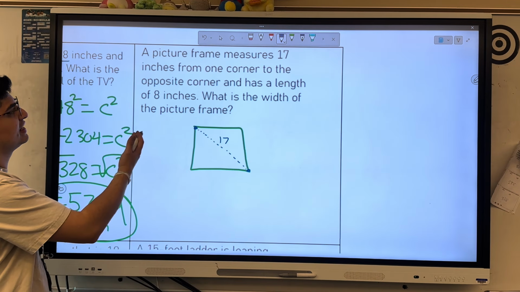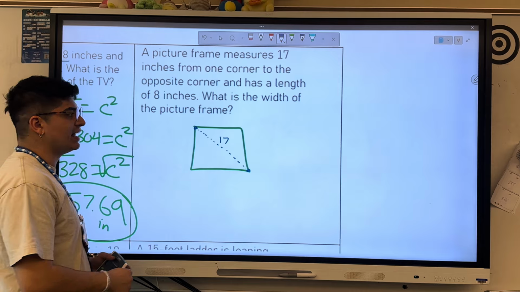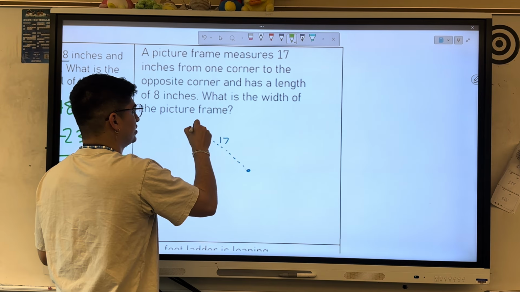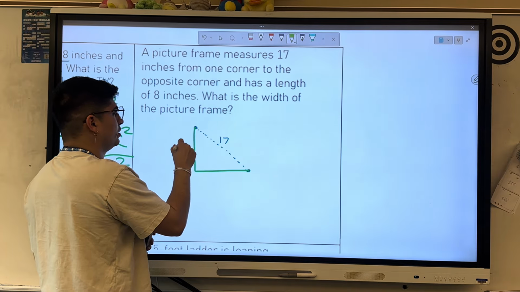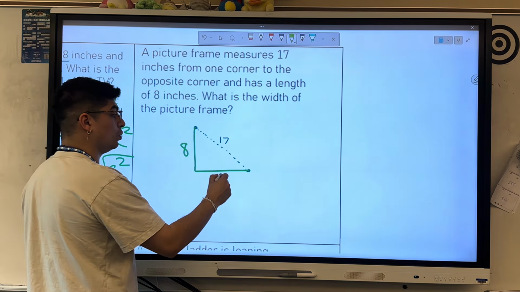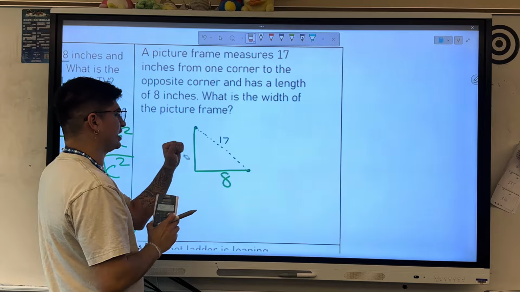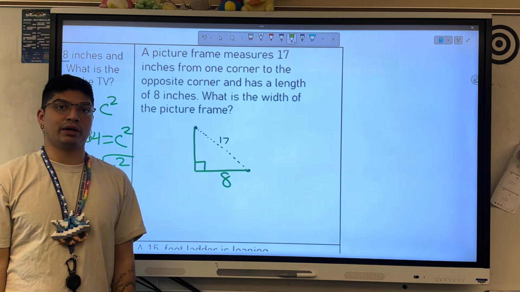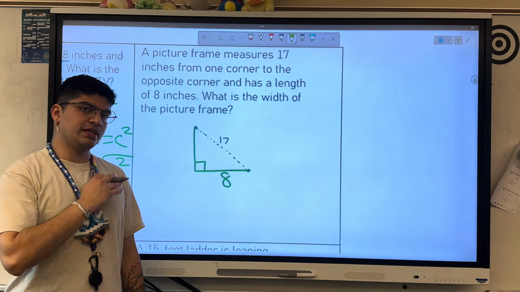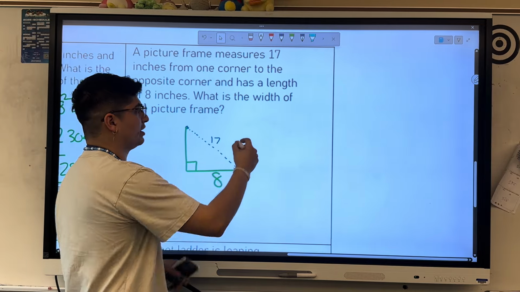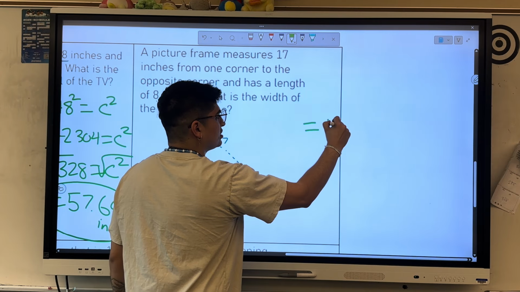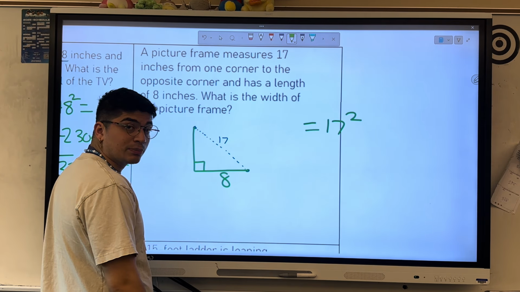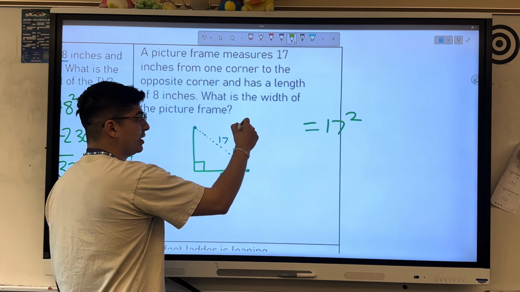And it has a length of 8 inches. So again, that 8 inches can go anywhere. It doesn't actually matter where the 8 inches goes. It can go right here, or it can go right here. The reason I'm saying that is because we identified that the 17 is the hypotenuse. So the A and B can be changed around. So I can write my formula as 17 squared, because that's my hypotenuse, is equal to A squared plus B squared, which I'm given one of them at least.